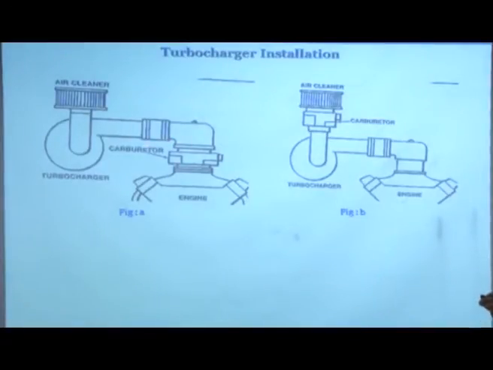So, now there will be a big problem, because now the carburetor should be designed such that it can withstand the kind of pressure which are generated by the turbocharger, right. So, carburetor design changes, right. In this case you are preparing the fuel air mixture in.